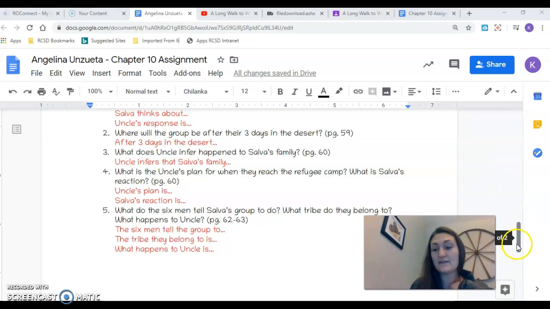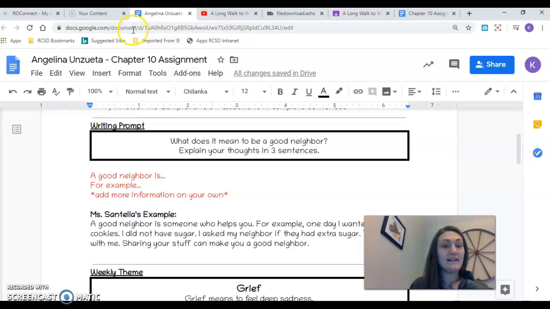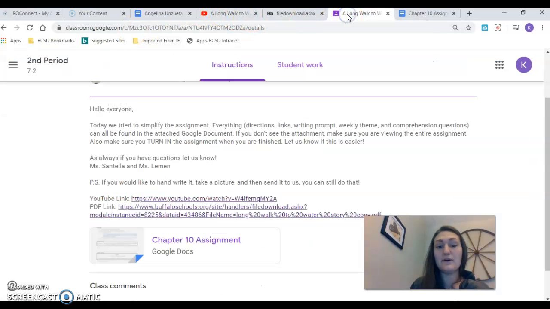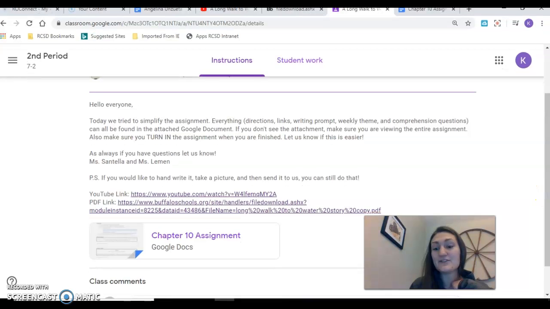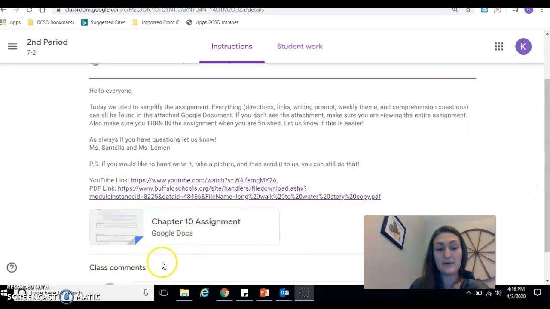And then the last thing you have to do is go back up to the top, click back to the Google Classroom page, which should have the blue logo. And then I would need to hit the turn in button, which should be somewhere down here, or sometimes it shows up on the side here.